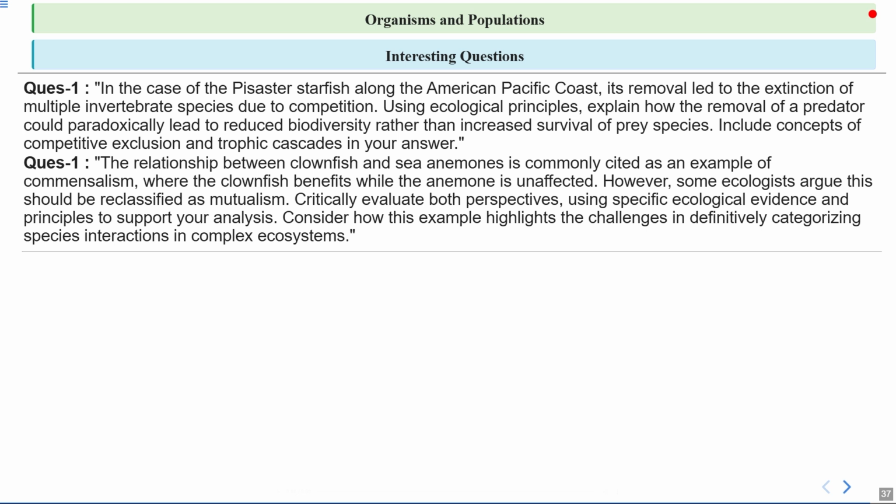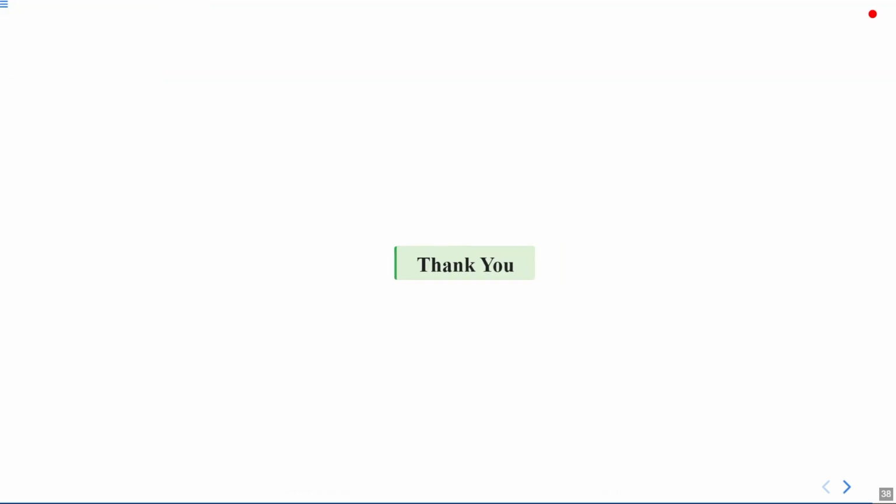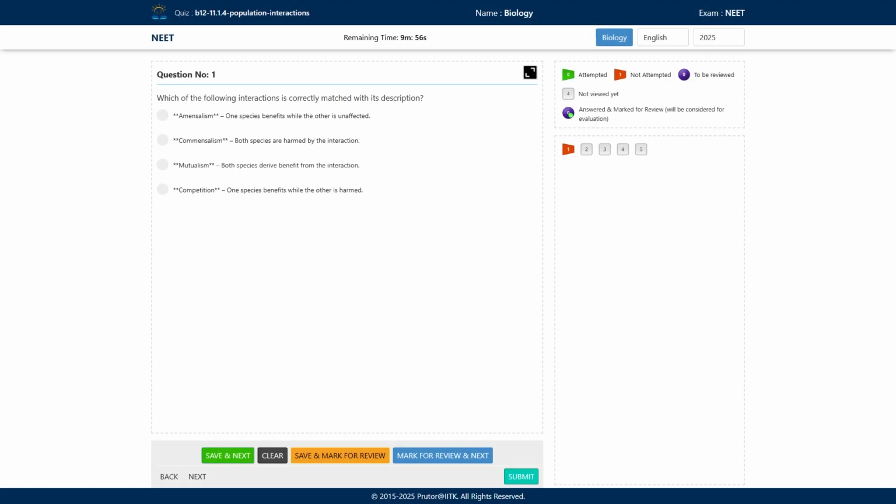Consider how this example highlights the challenges in definitively characterizing species interactions in a complex ecosystem. Okay, so this was the end of the theory. Now let's discuss the DPP related to these topics. Let's start with the first question.